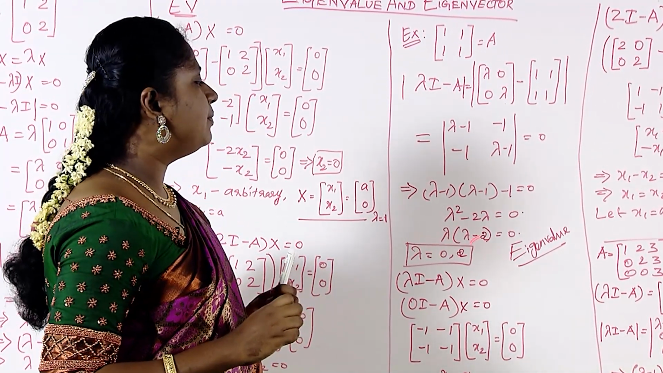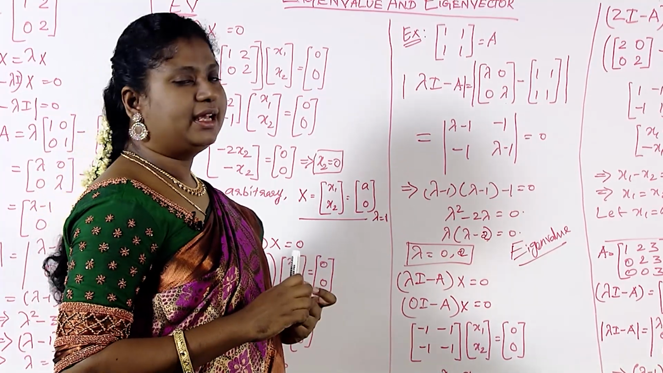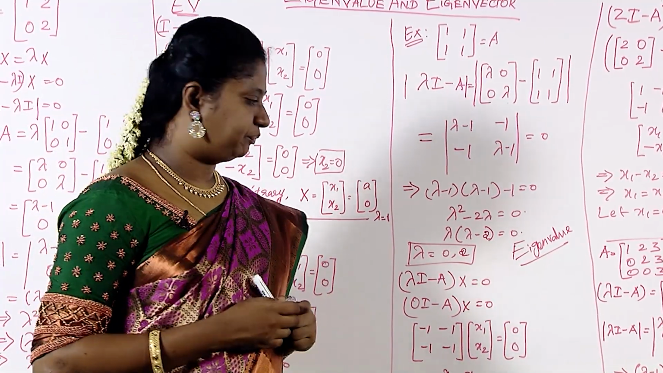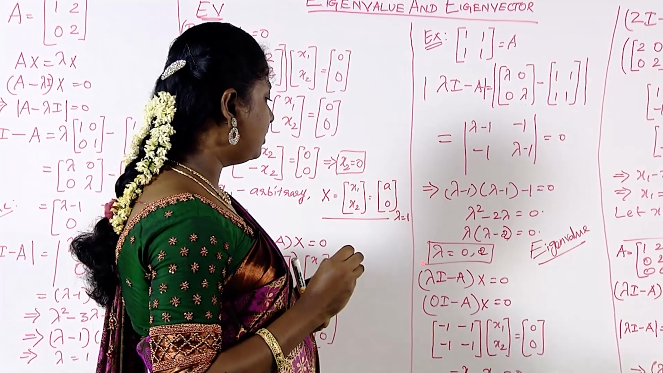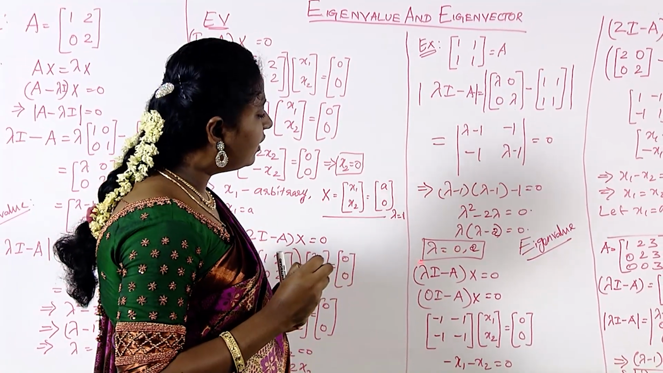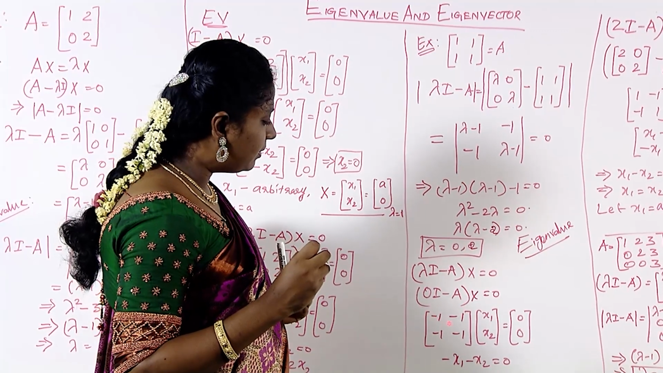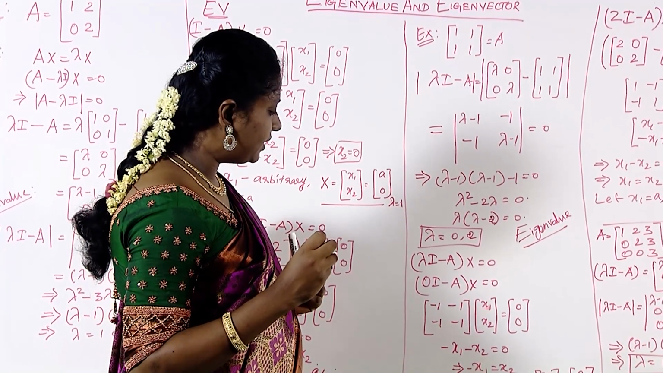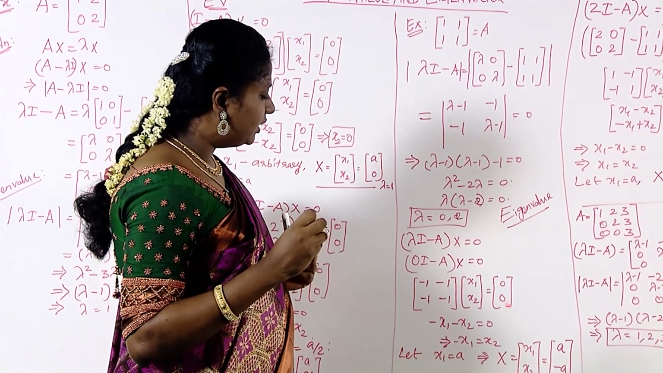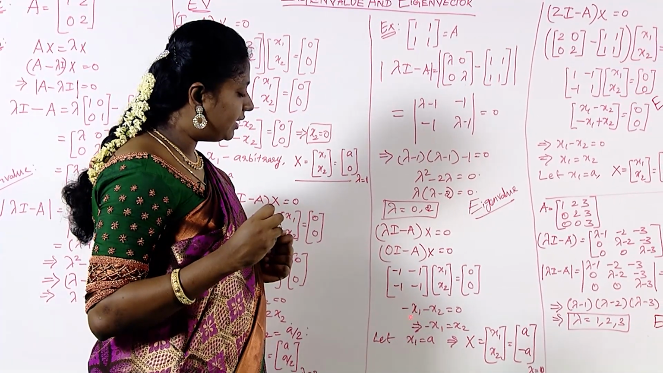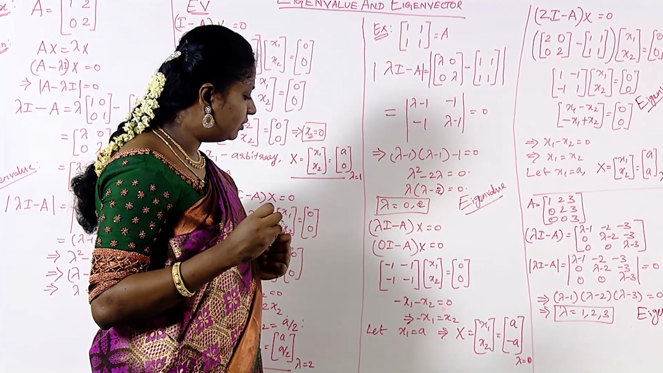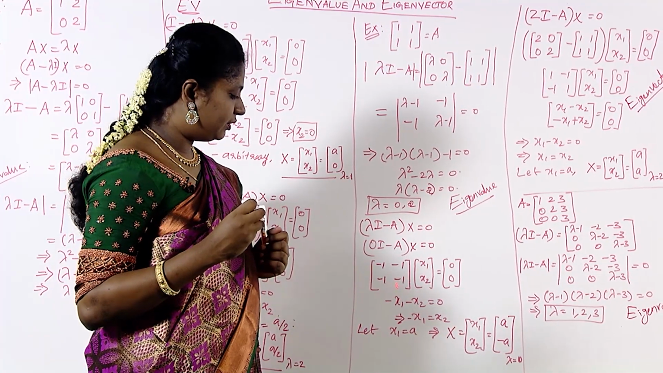So, now we have computed the eigenvalues. Our next step is to compute the eigenvector corresponding to these two eigenvalues. So, first for lambda equal to 0, if you substitute here, what will you have? You have minus 1 minus 1 minus 1 minus 1, times x1 x2, is equal to 0 0. That gives you minus x1 minus x2 is equal to 0, and again you have the same element here.